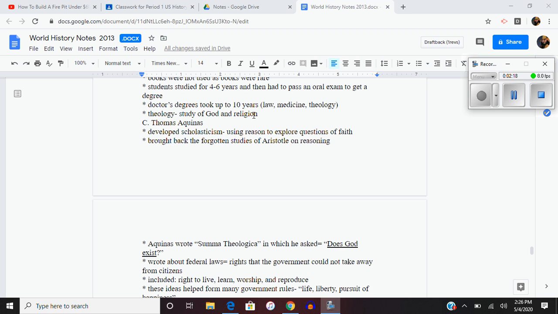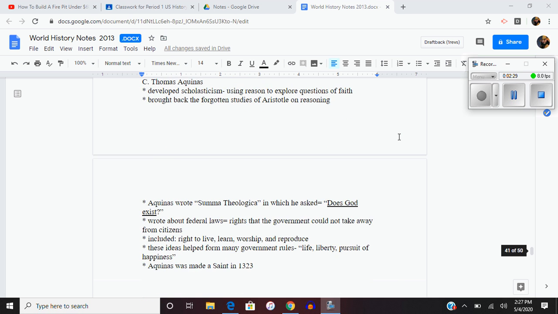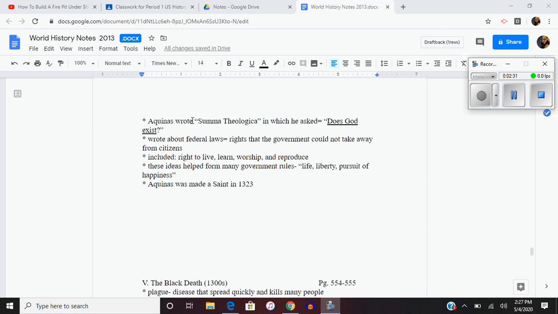theology is the study of religion. Now, this is important because you have a guy named Thomas Aquinas who pushes the idea of studying religion, but also tying into what's called scholasticism or scholastic, or starting to ask questions about the world, about philosophy and things that are going on. And he's important because he pushed the idea that the government should help people and its citizens, especially in the ideas of life, liberty, and pursuit of happiness.